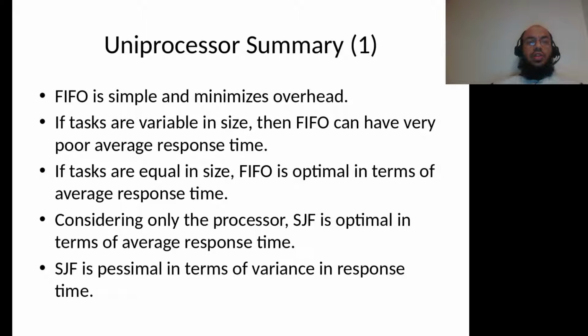So, to summarize how things are done in a uniprocessor, you have trade-offs like everything. You have FIFO that minimizes overhead, but can result in very poor average response time. It also has some notion of fairness: I arrived first, so I finished first. But it also has some notion of unfairness because you arrived first, but then you blocked the CPU for 10 hours. If tasks are equal in size, FIFO is optimal in terms of average response time. And considering only the processor, SJF is generally optimal in terms of average response time. So just looking at the processor, shortest job first will almost always give you the best average response time, but one of the worst tail response times that you can think of. Therefore, you get very bad variance in response time.